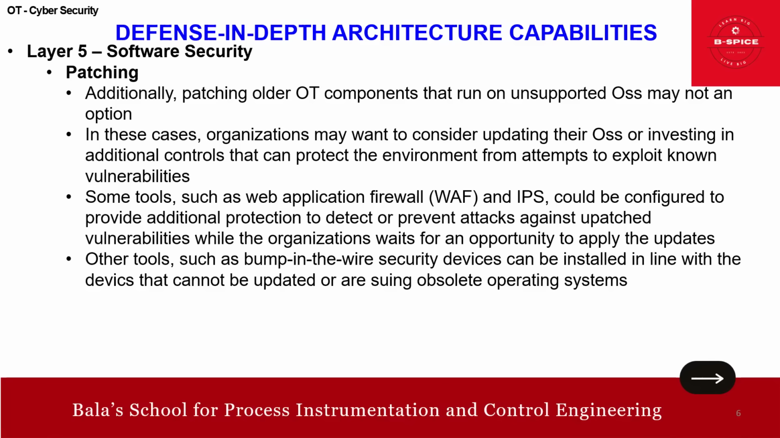Bump in the wire, BITW, is a network security approach where a device is inserted directly into the communication path to inspect, secure, and modify traffic without changing the endpoints or requiring major network reconfiguration. So a bump in the wire device acts like a transparent security checkpoint. Basically, this device sits between the two communicating systems and ensures that all data flowing between them is inspected or protected. This setup is especially useful for legacy systems that lack inbuilt security features.